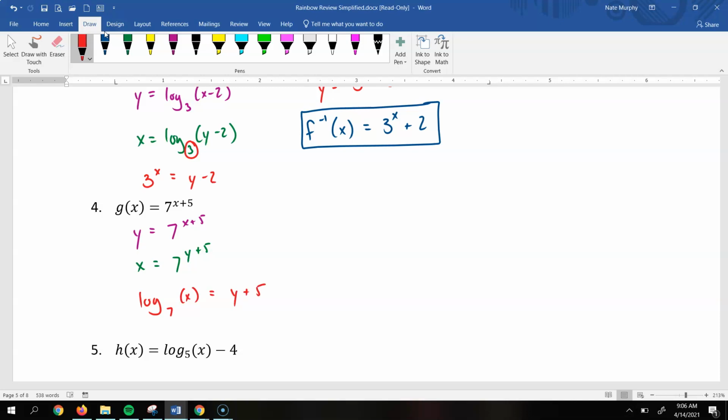Again, I'm trying to solve for y here. So the last step, I would subtract 5 from both sides. So we'd have log base 7 of x, and then like I said, we would subtract 5. The only final detail is we would put this back into function notation. This is function g, so we would say that the inverse of g of x equals log base 7 of x minus 5.